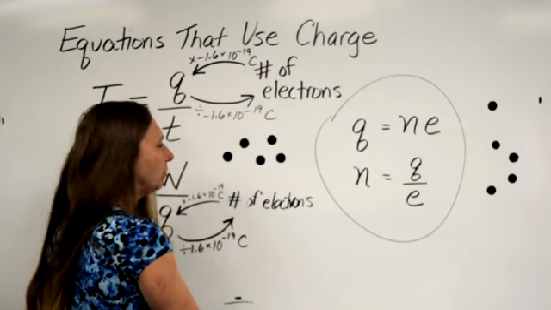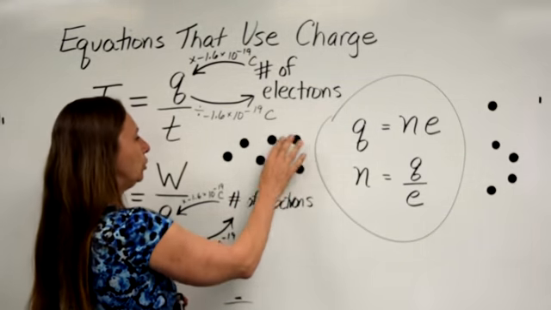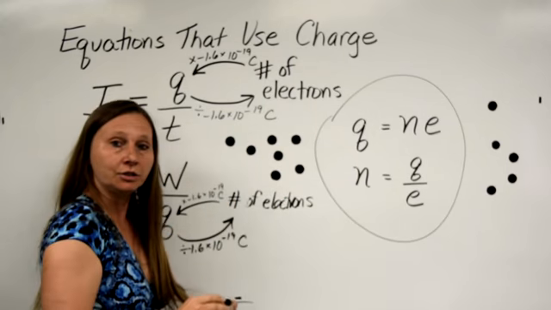Aren't these little electrons adorable? If you have a certain number of electrons, what's the total charge that those electrons have?